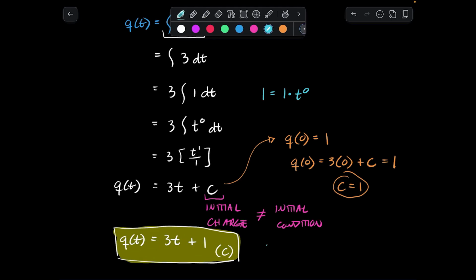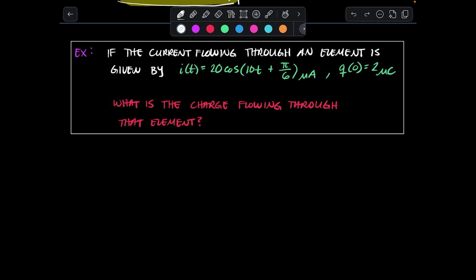Note that this value is a positive value because we're using the conventional direction of current, which follows the direction or the flow of positive charges. Now let's look at a similar example. If the current flowing through an element is given by I of t is equal to 20 times the cosine of 10t plus pi over 6, and our initial condition is Q of 0 as 2 microcoulombs, the question is, what is the charge flowing through that element?